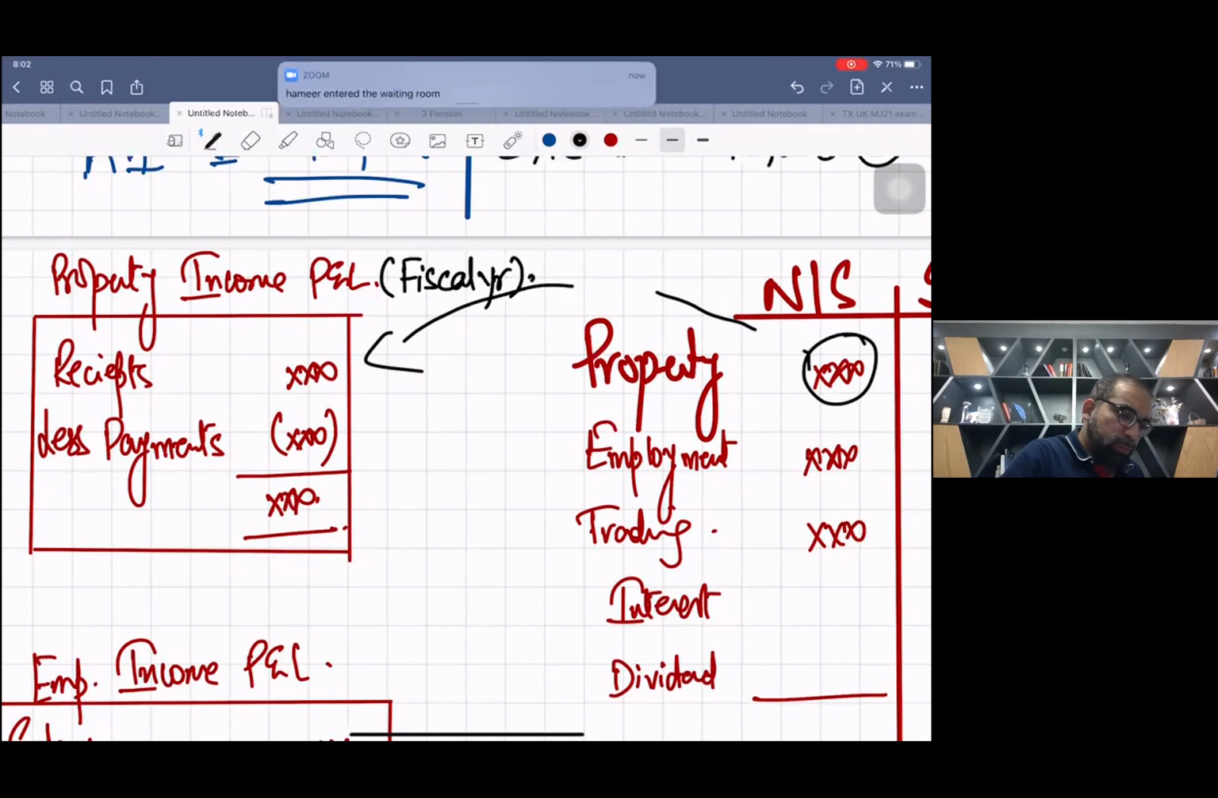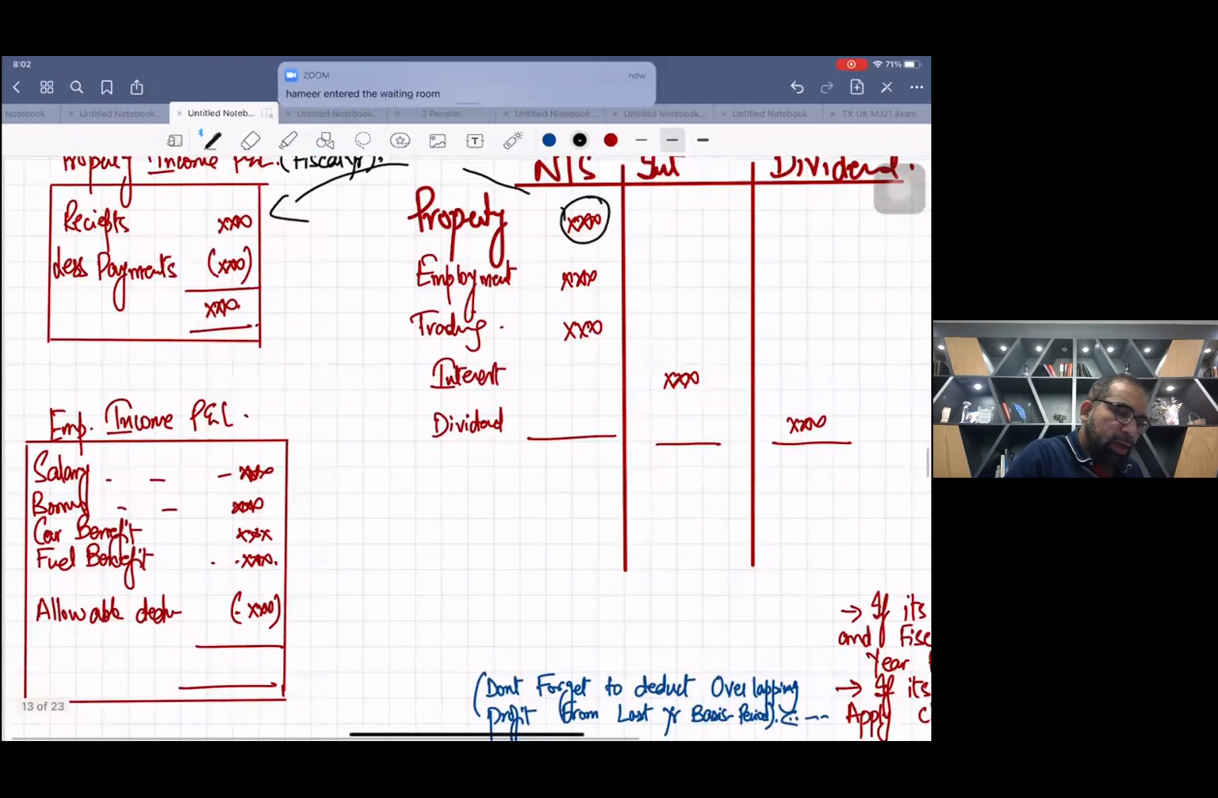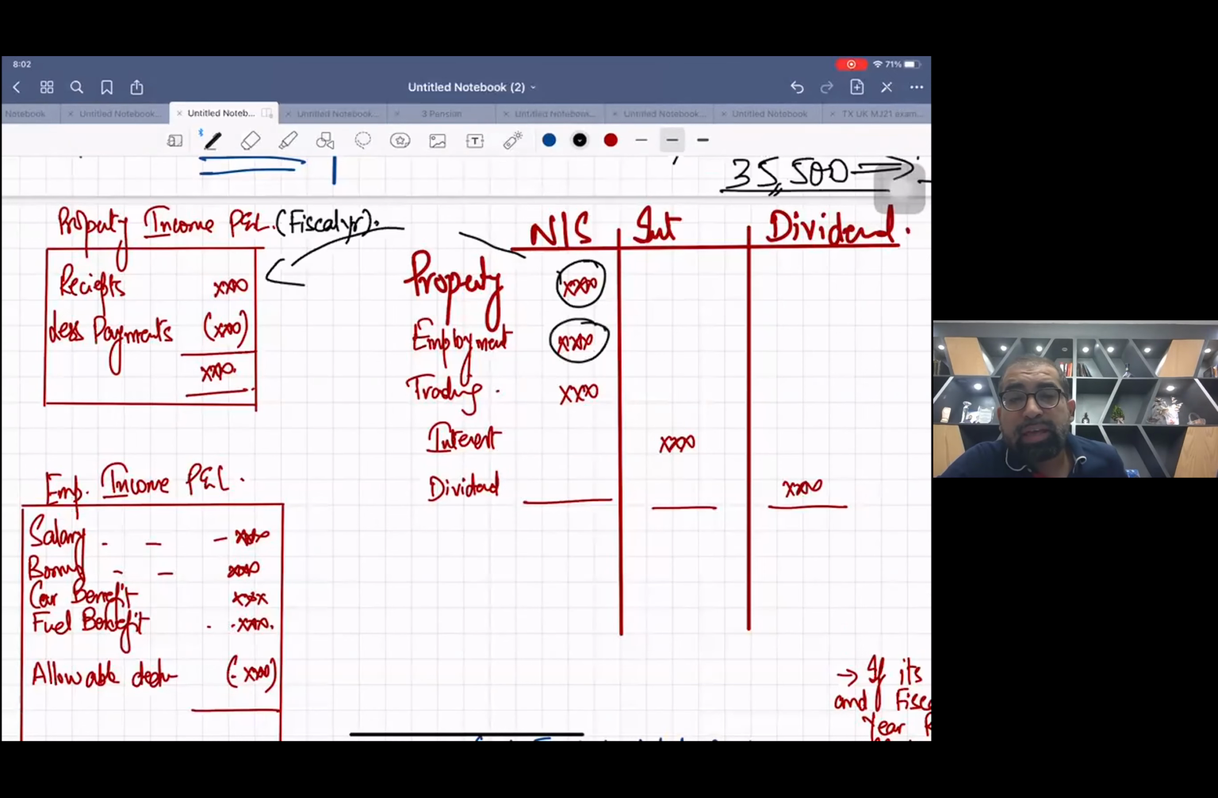Then you have employment income. Listen. If you click on employment income, you will go to this P&L. Again, the employment income P&L is made for fiscal year. Don't forget, salary, bonus, car benefit, fuel benefit, accommodation, all these things, all this P&L is done for fiscal year, right? Now, the important thing, trading income.